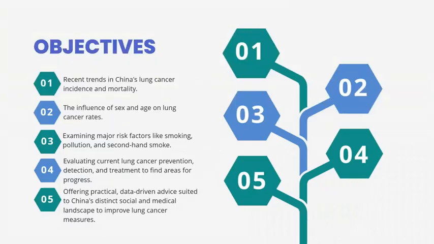Research objectives. In this study, we want to understand the latest trends in lung cancer incidence and mortality in China. Secondly, we want to explore the impact of gender and age on the incidence of lung cancer. At the same time, we also will study which factors are the main factors causing lung cancer. Finally, current lung cancer prevention, detection, and treatment are evaluated to identify areas of improvement. Our ultimate aim is to contribute to the treatment of lung cancer in China.